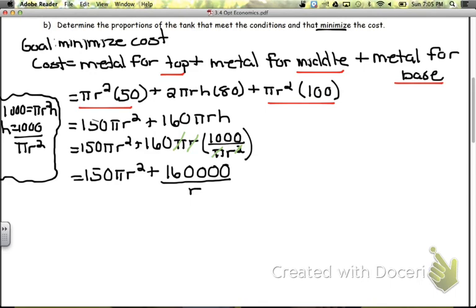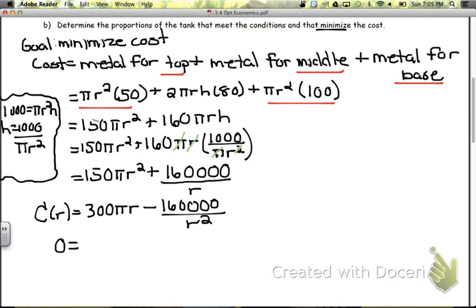Again, we want this in terms of one unknown variable. So in terms of our next step, just like we have been doing in our previous sections of this unit, we now want to take the derivative. So the derivative of our cost in terms of r. So we get 300 pi r minus 160,000 all over r squared. Set it equal to 0. So 0 equals 300 pi r minus 160,000 all over r squared.